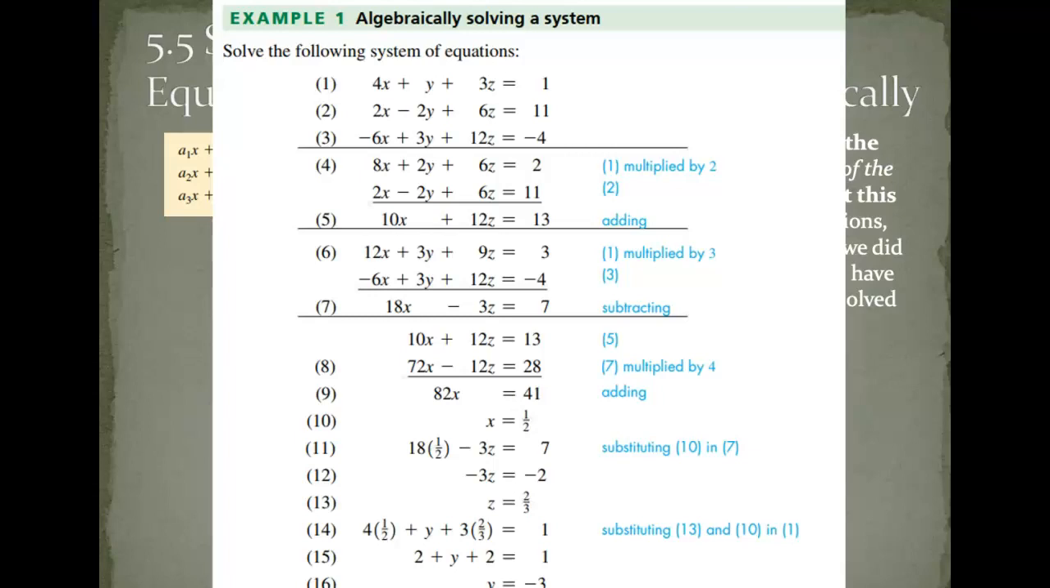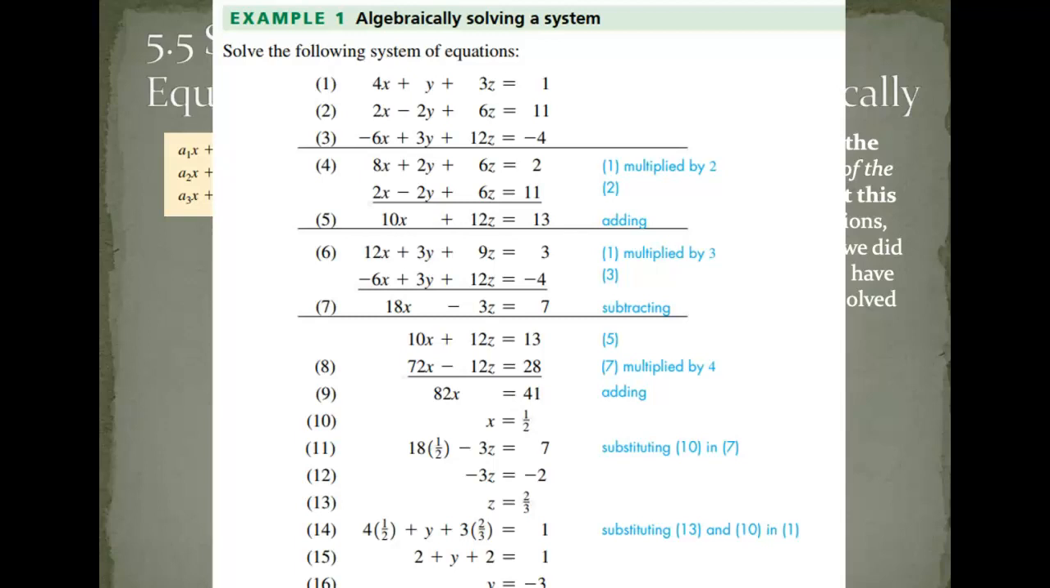Then I want to do the same thing with two other equations. So I'm going to take equation 1 and multiply it by 3. And then I want to take equation 3 and combine those two together by subtracting. And that gives me 18x minus 3z equals 7. And now everything collapses into two equations and two unknowns.